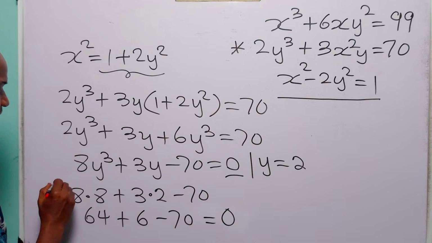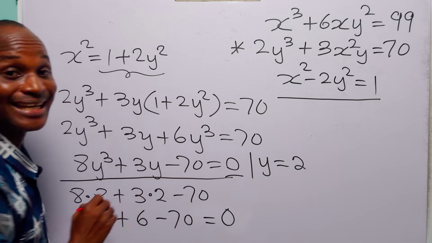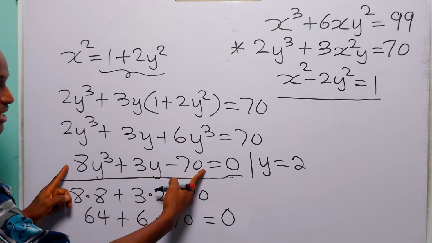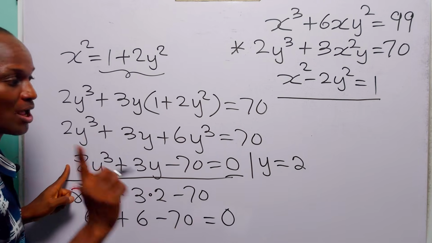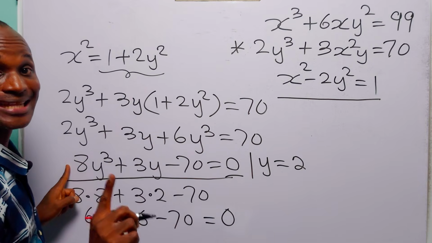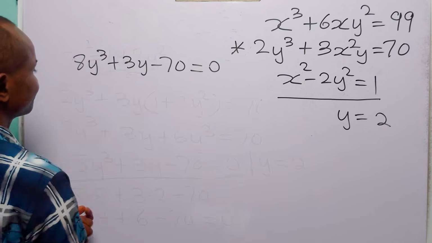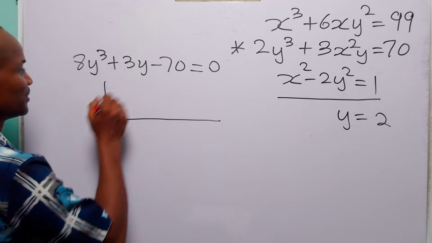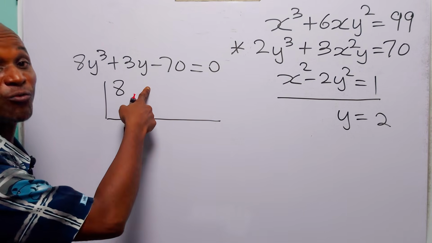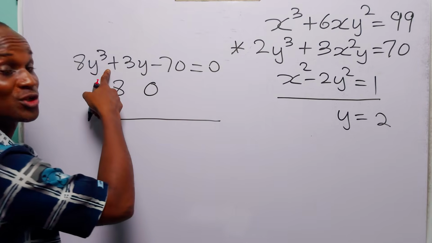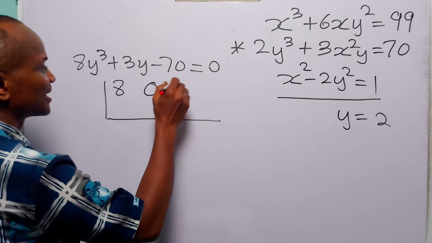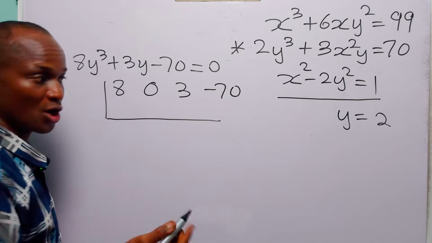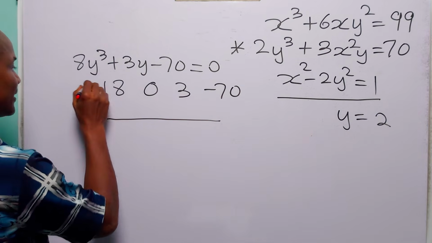That means that we can factorize this cubic equation. And of course, to do that, we are going to divide this cubic expression on the left-hand side by 2 using the synthetic division method. The coefficient of y cubed is 8. The coefficient of y squared is 0 because there is no term in y squared. The coefficient of y is 3 and the constant term is minus 70. Of course, we are dividing by 2.